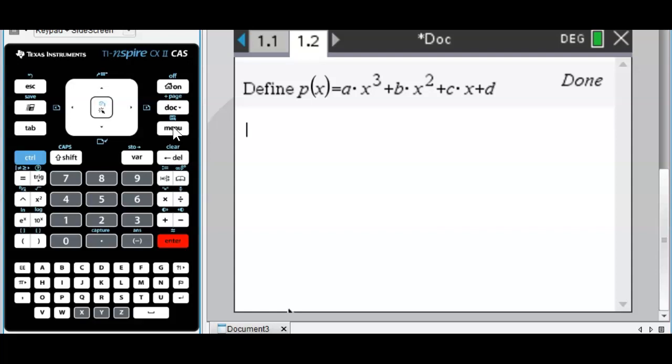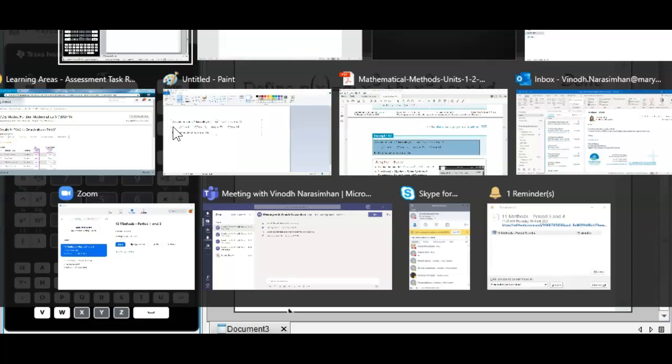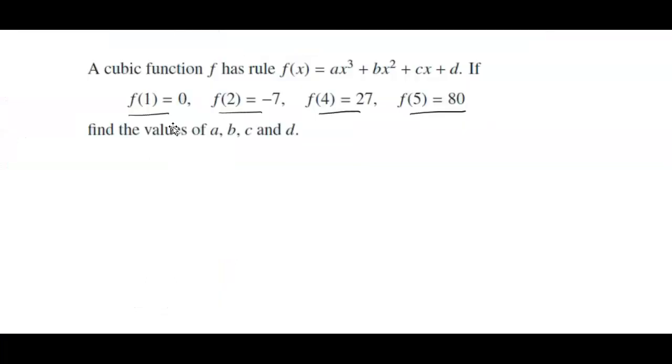So I'm going to go back to the question in a second. The question states the value for the function when x is equal to 1 is 0. The value of the function when x is equal to 2 is -7. The value of the function when x is equal to 4 is 27, and when x is equal to 5, the value of the function is 80.